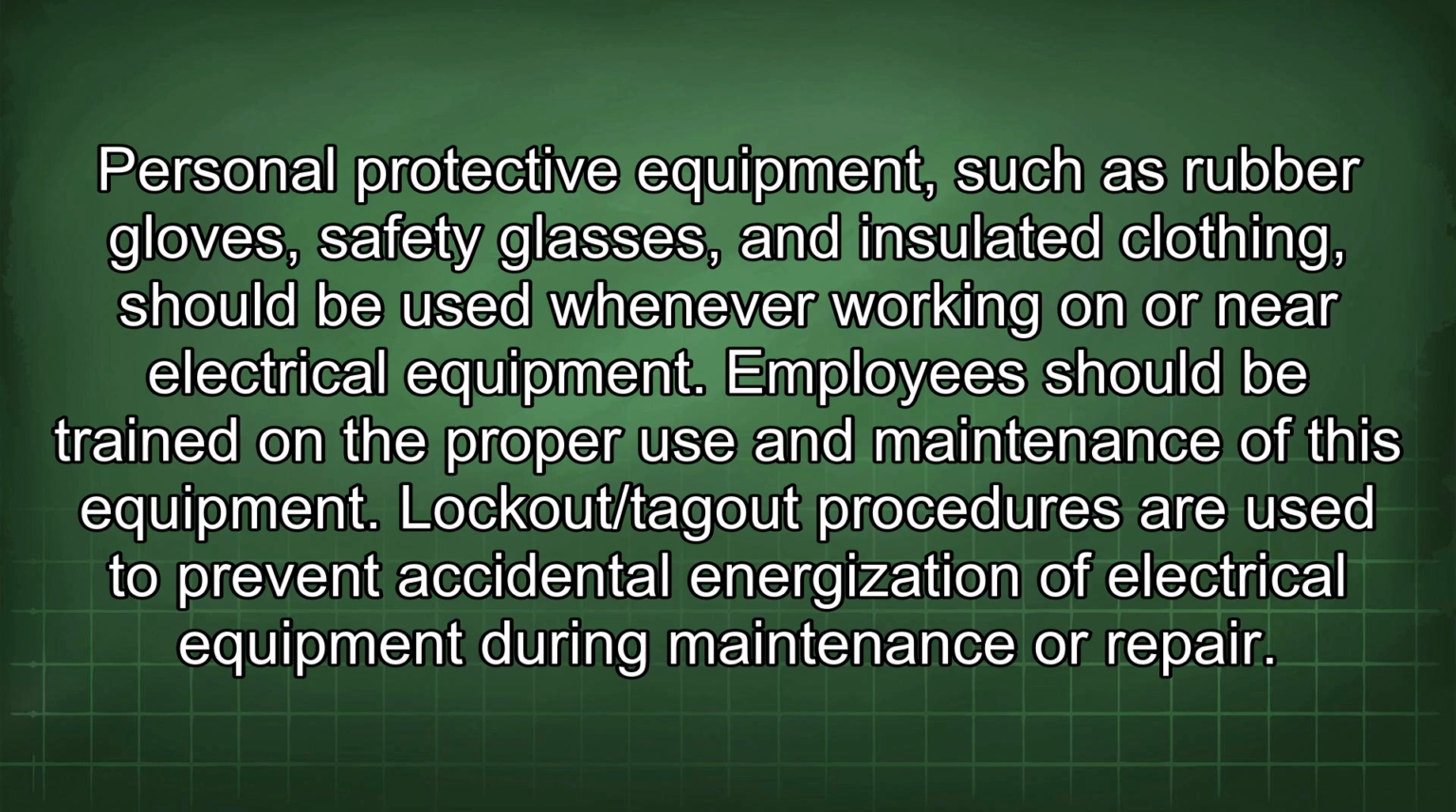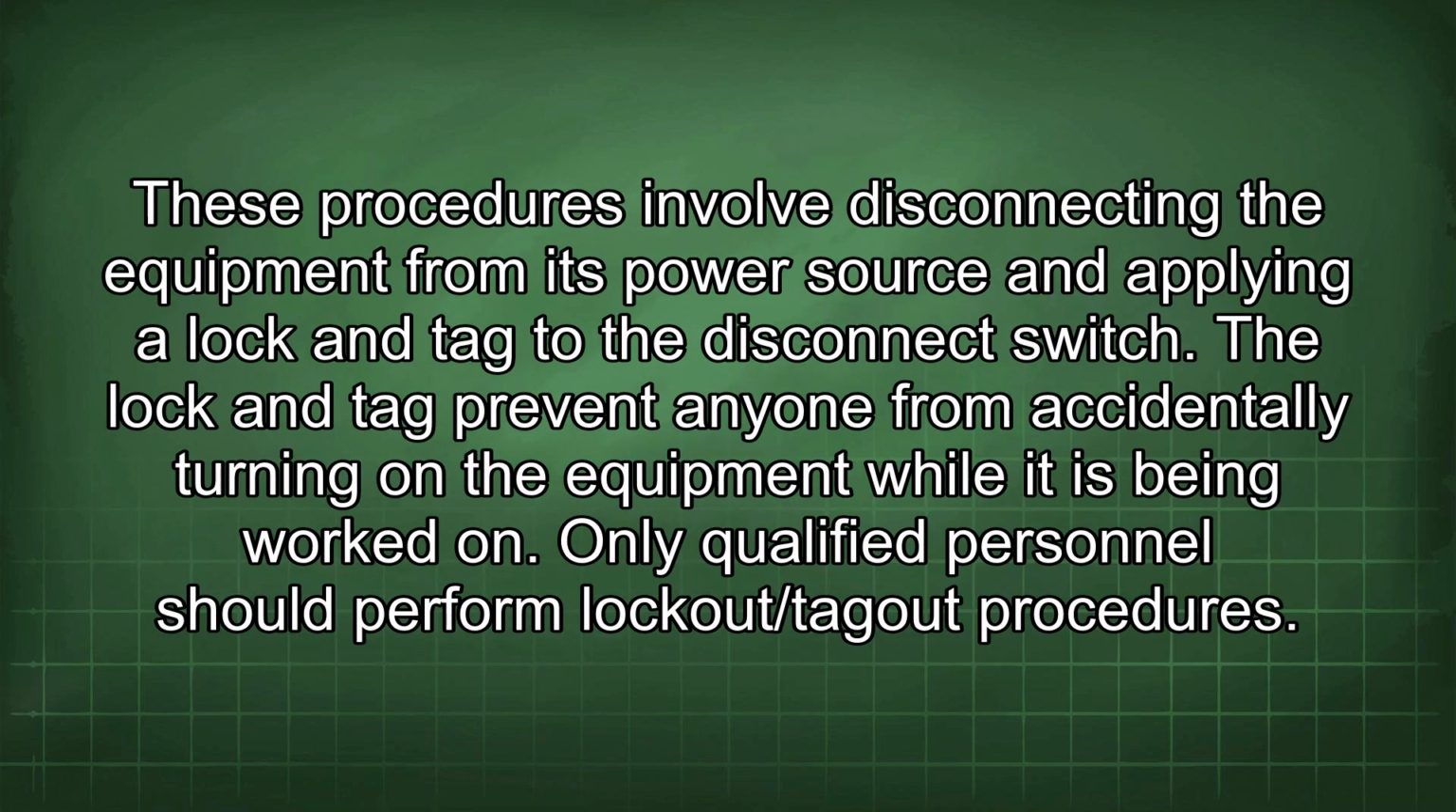Lockout/tagout procedures are used to prevent accidental energization of electrical equipment during maintenance or repair. These procedures involve disconnecting the equipment from its power source and applying a lock and tag to the disconnect switch. The lock and tag prevent anyone from accidentally turning on the equipment while it is being worked on. Only qualified personnel should perform lockout/tagout procedures.